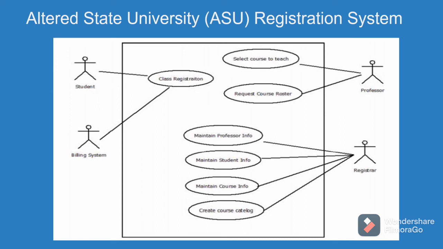So here we have the professor. The professor can select a course to teach and also request a course roster. And here we have the student. The student can register in the class. And after the registration process, it will proceed to the billing system and proceed to the registrar. So the registrar now will maintain the info of the professor and the student. It also maintains the course info and creates a course catalog which can be printed.